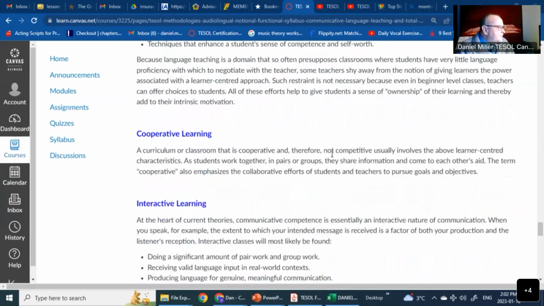Cooperative learning. A curriculum or classroom that is cooperative and therefore not competitive usually involves the above learner-centered characteristics. As students work together in pairs or groups, they share information and come to each other's aid. The term cooperative also emphasizes the collaborative efforts of students and teachers to pursue goals and objectives.